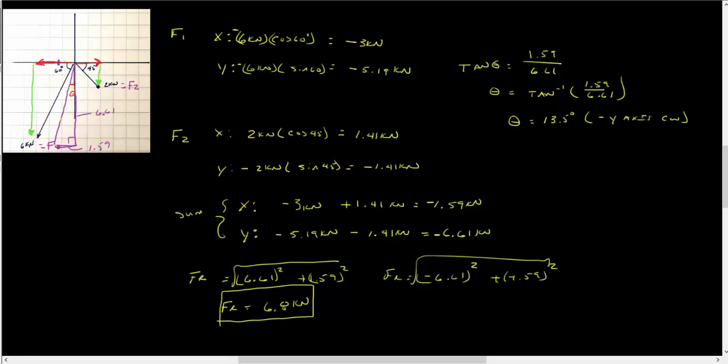But since the question asked me to solve it from the positive x-axis, this purple line here, this angle here, we'll call it phi. That would be 90 plus 13.5, which is going to be 103.5 degrees.